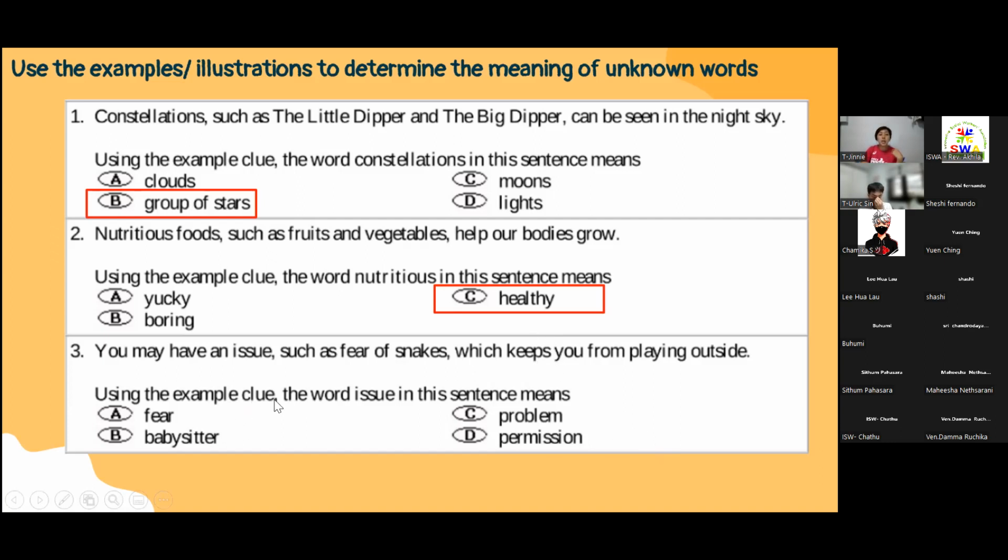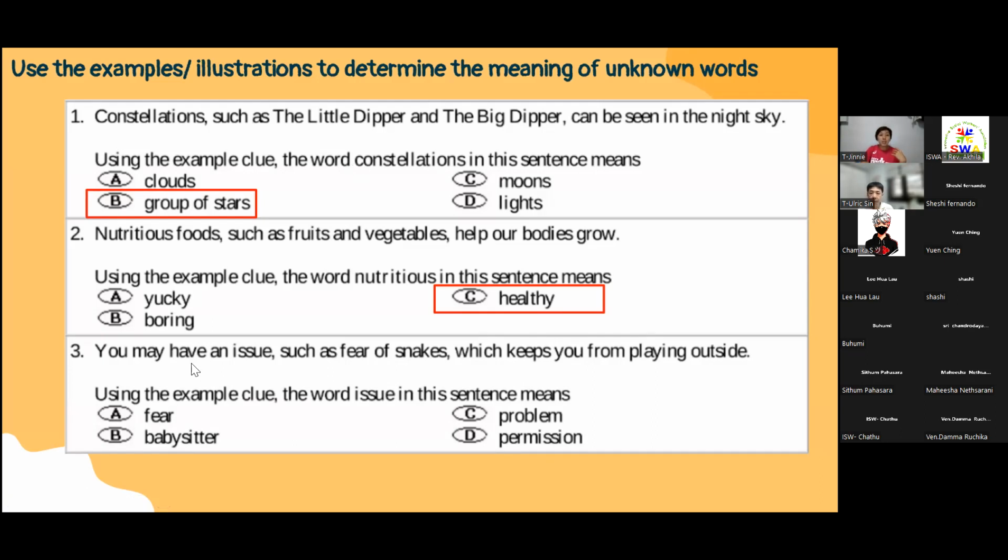Okay, so using the example clue, the word issue. Issue is actually not an easy word. The word issue in this sentence, does it mean fear, babysitter, problem, or permission? I'm not sure if you're familiar with the word babysitter. It's someone who looks after a baby. So Shashi says fear.